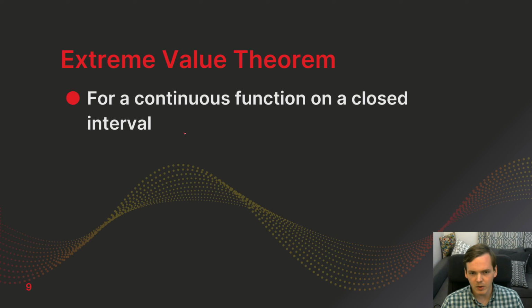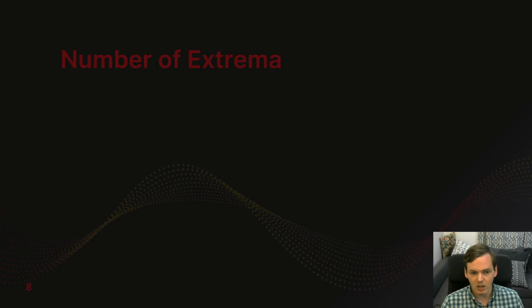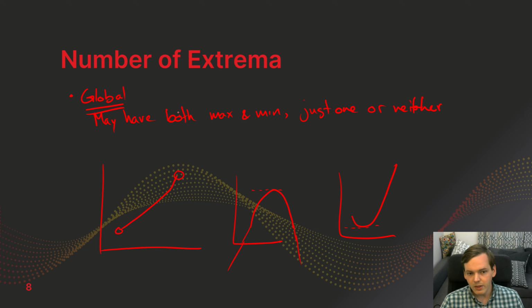The extreme value theorem, though, says for a continuous function on a closed interval, make sure I'm not missing anything. Yeah, so if it's closed and bounded, it has an absolute max and min. So this is differentiating from what we saw before, where this interval is not closed because it doesn't include the endpoints, right?